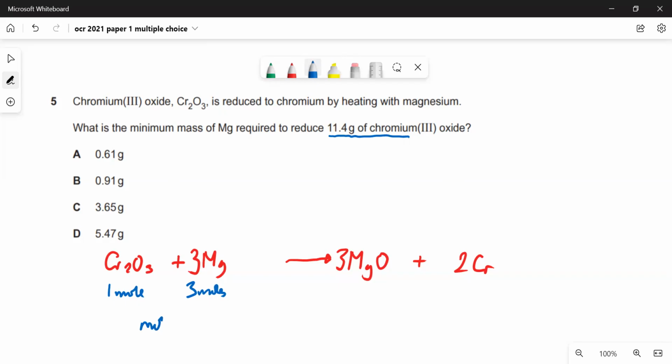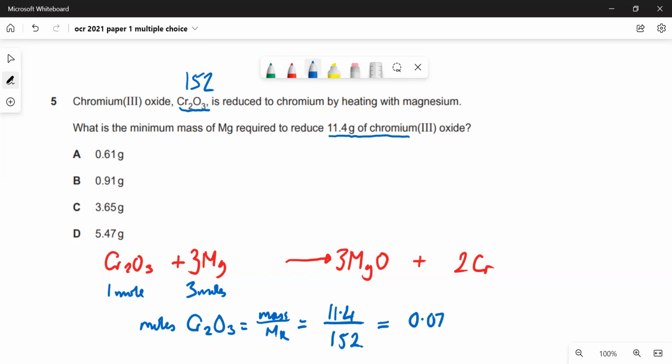So moles of chromium 3 oxide is equal to mass over Mr. We've got a mass of 11.4. The Mr of this stuff, or chromium, is 52. So the Mr of that works out to be 152. Okay, so that gives us 0.075 moles of the oxide.